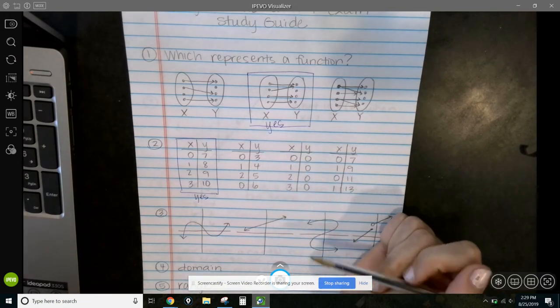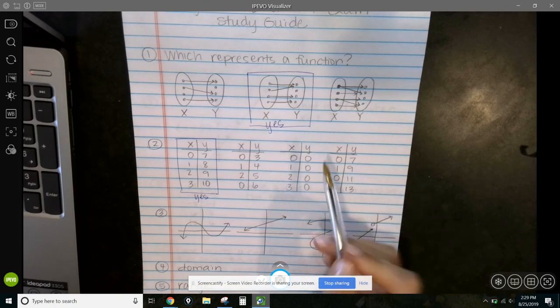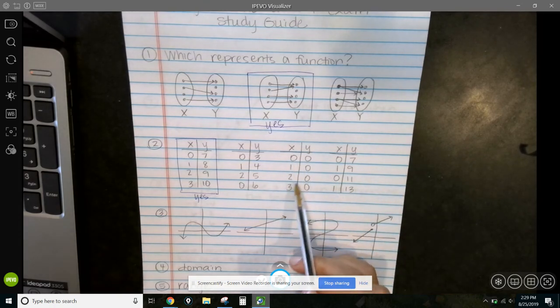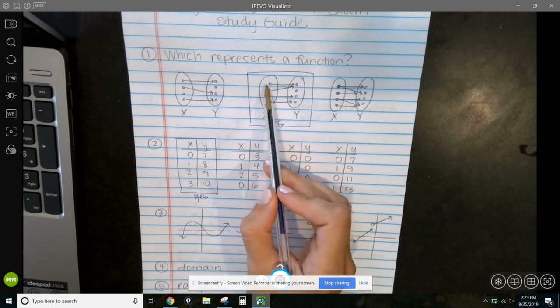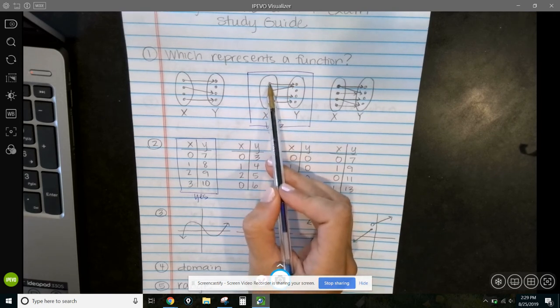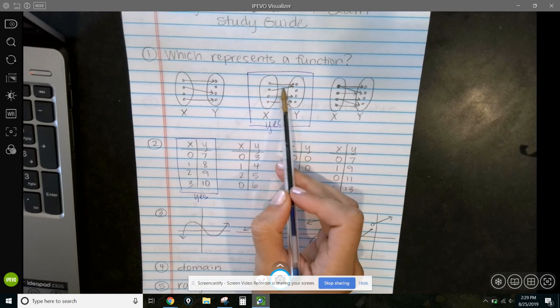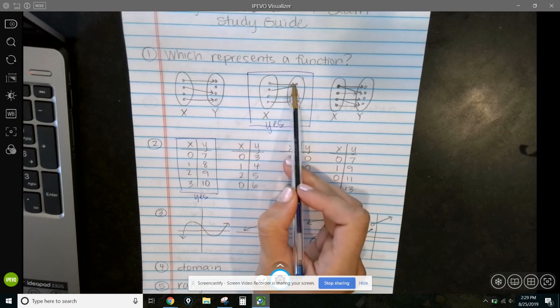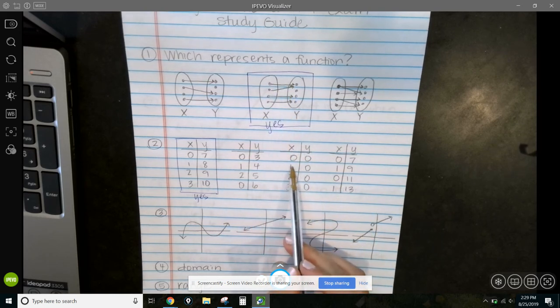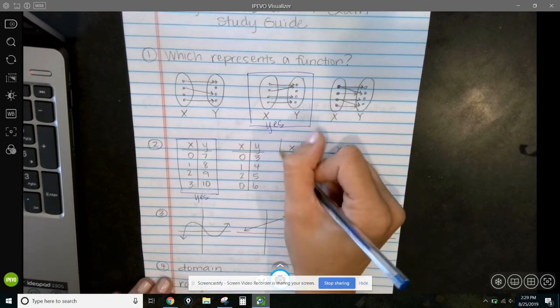If I move on to the next table, I have 0, 1, 2, and 3, and they are all going to the same output of 0, but that's okay. That's like this, where two or more numbers are going to the same output. That's okay, as long as each number has one output, then that works. So this is a yes.